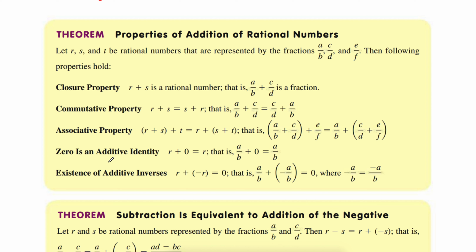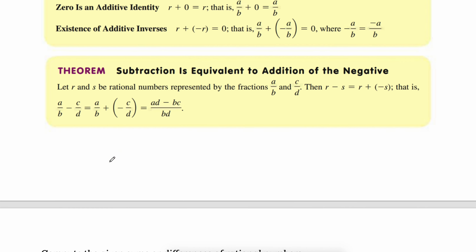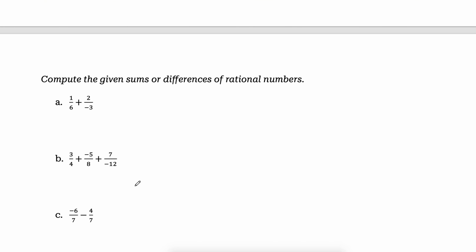The additive inverse, I'll highlight that real quick. That just says if you add a number plus its negative, that's its additive inverse. So for instance, if you were to take 4 plus negative 4, you'll end up getting a 0. Same thing holds true with fractions. And at the bottom, there's the theorem that says subtraction is just adding the negative. So addition and subtraction are really and truly the same function. The biggest thing when you're adding and subtracting fractions is making sure you have your common denominator.